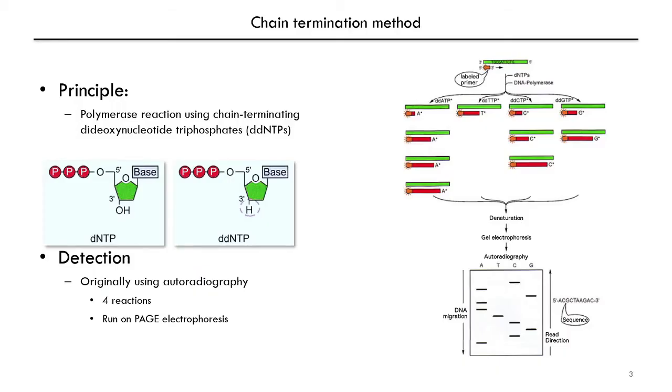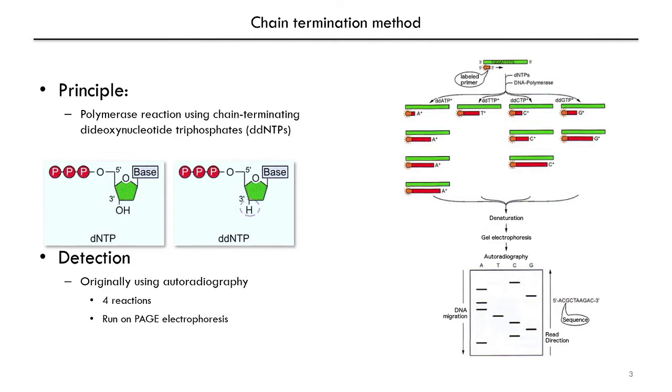You can do reactions like this with each dideoxynucleoside triphosphate and run a high-resolution gel electrophoresis for the reactions, which will separate the fragments by size. This gives you a pattern of radioactively labeled DNA fragments, and by the order of those fragments, you can determine the sequence of the strand of DNA.